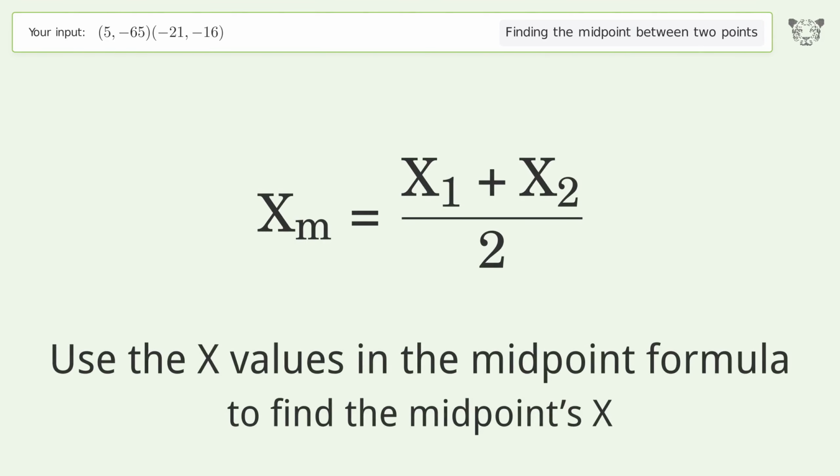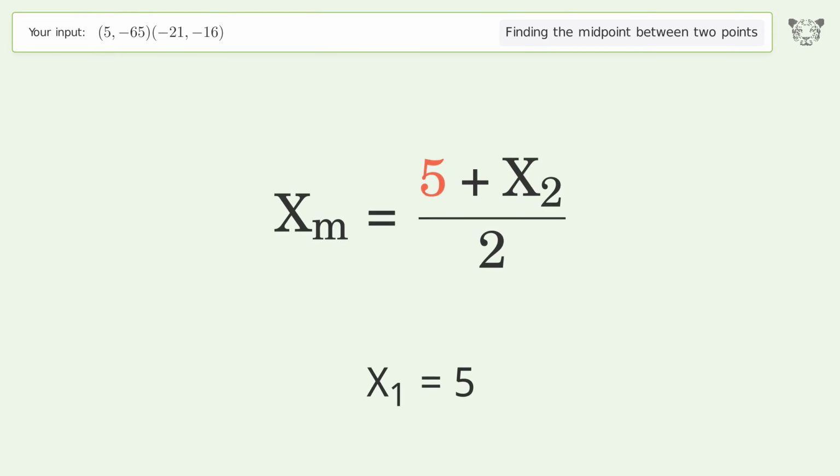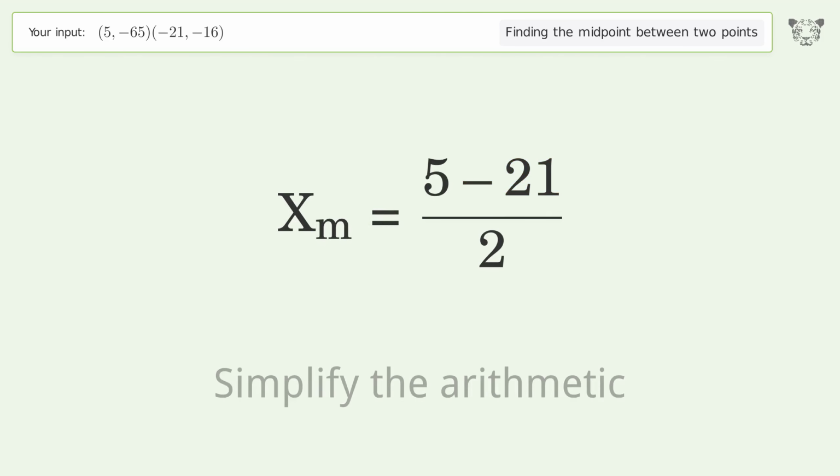Use the x values in the midpoint formula to find the midpoints x. x1 equals 5. x2 equals -21. Simplify the arithmetic.